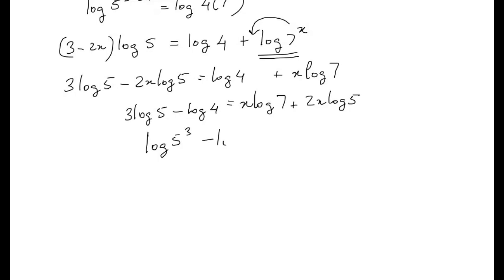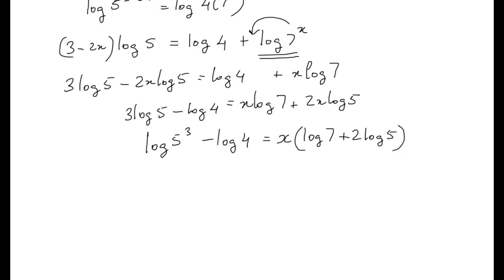minus log 4 is equal to, and on this side I want to extract the x from here, so I'm going to just factorize, take x out as a common factor, and I'm left with log of 7 plus 2 log 5.